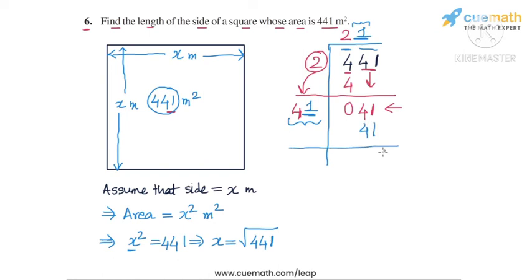Now when we subtract, we obtain the remainder 0, and no more digits are left in the original number 441. So the quotient that we obtain, which is 21, is basically the square root of 441. So the square root of 441 is 21, and hence the side of the square is equal to 21 meters. This is the answer for question number 6.